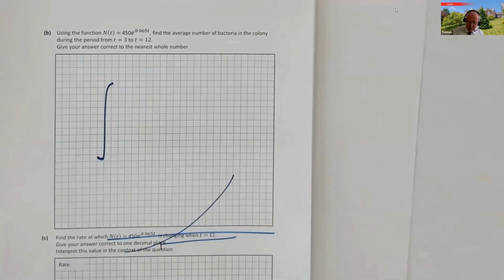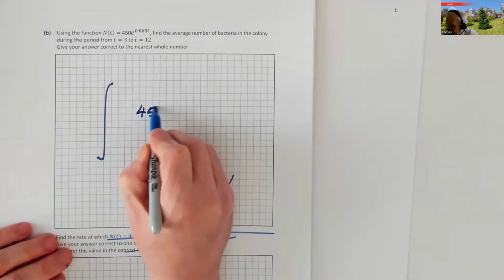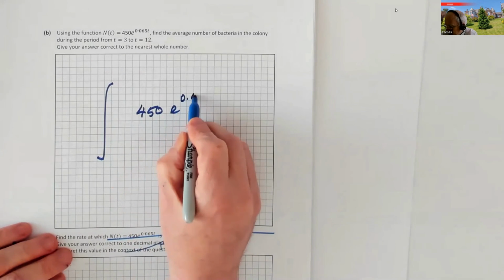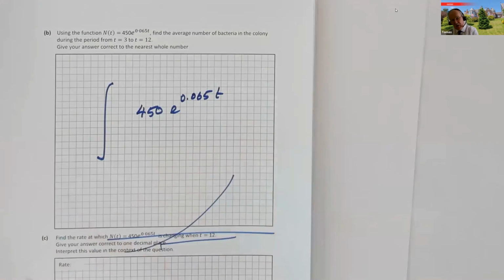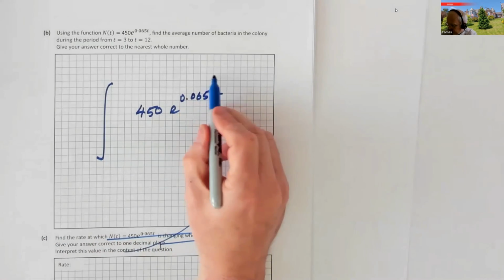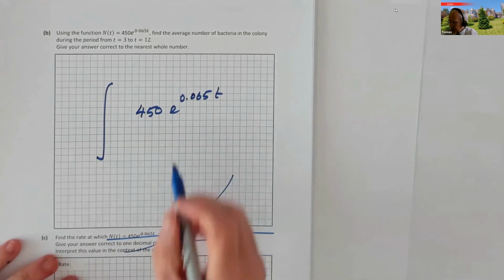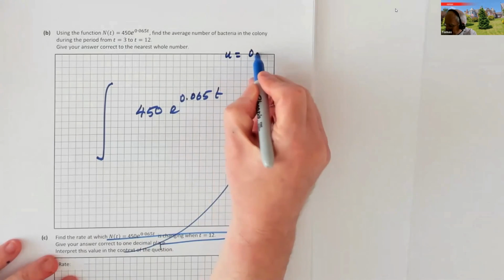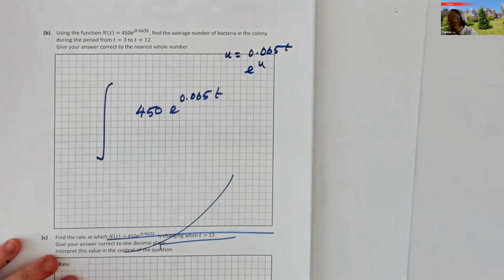So what this question is really saying is integrate this equation. So integrate 450 e to the 0.065 t. And I say, how do I integrate? I look up the tables, and the integral of e to the x is e to the x and all that. If I'm using not just x, but this, I'll have to change it maybe with u. Maybe u is equal to 0.065 t. So it's e to the u, and I have to work that out.